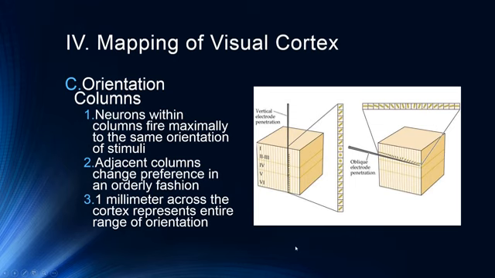About 1 millimeter across the cortex represents an entire range of orientation. So in a tiny amount of cortex, we get this entire range of responding from horizontal to vertical, back to horizontal again. This demonstrates a really remarkable amount of processing power within the visual cortex. These orientation columns help set up the way in which we're able to actually see particular stimuli.